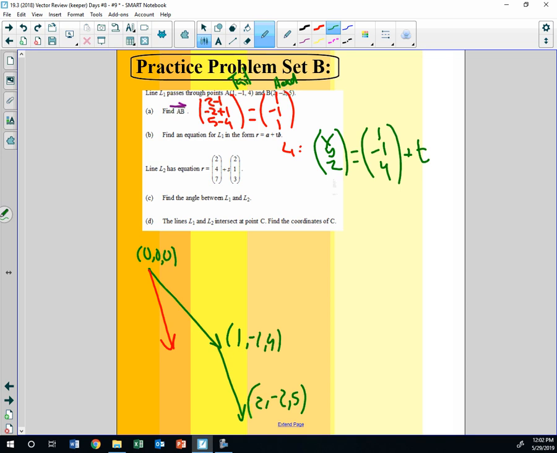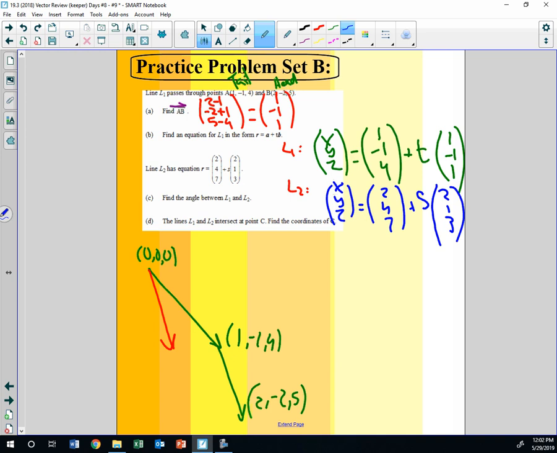For AB: 1, negative 1, 1. So here was my original point. Here is the direction vector. So there's your L1. And then you have L2 right here. You'll have XYZ equal to 2, 4, 7. And then S is going to be 2, 1, 3. And those are the two lines.